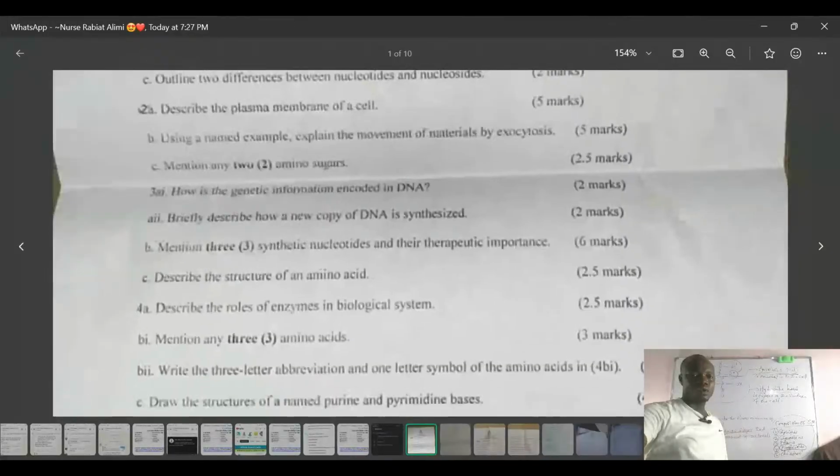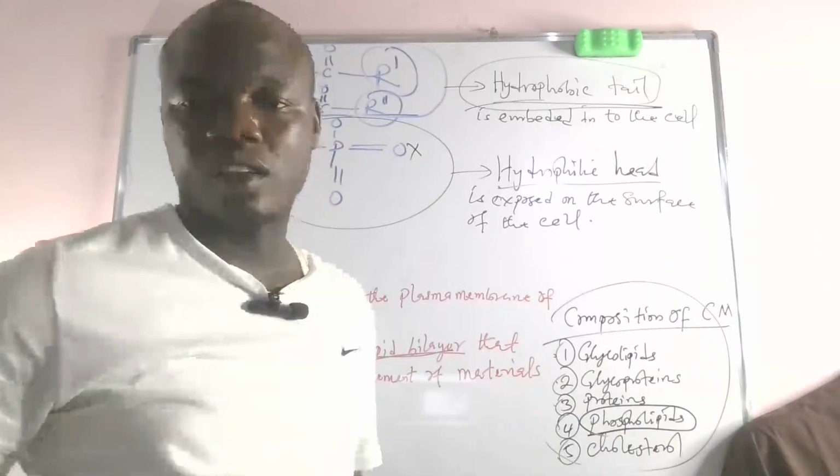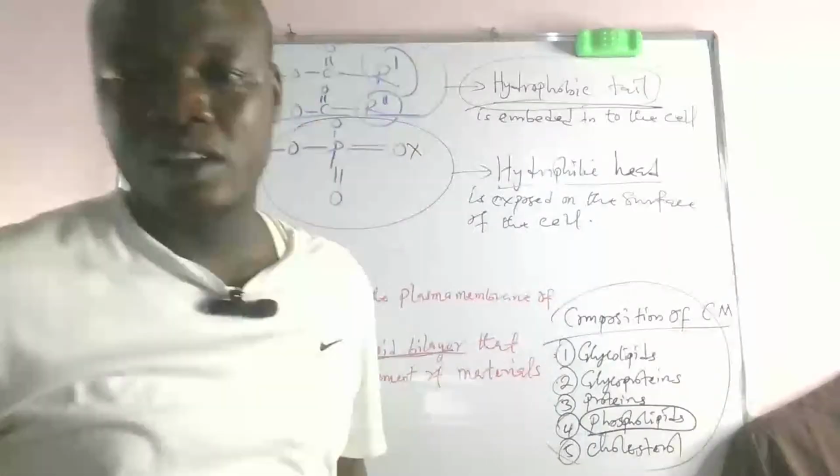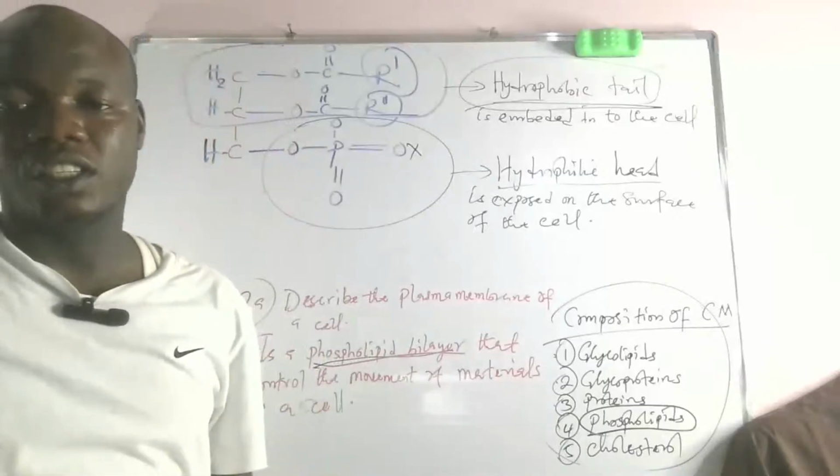Okay, so now question 2b: using a named example, explain the movement of materials by exocytosis. So now what is exocytosis? That is what we are going to start with first. What is exocytosis?